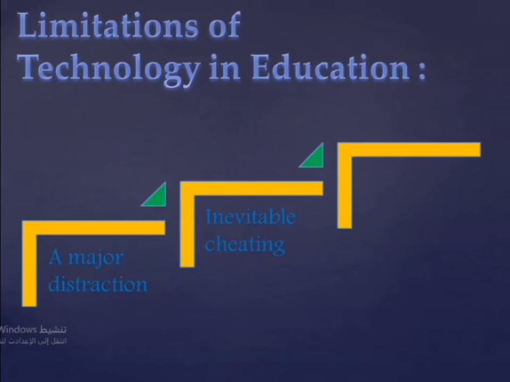Inevitable cheating is another disadvantage of using technology in education. Easy access to information may seem like a great thing, but it can become a real problem in a test-taking environment. Cell phones have made cheating easier than ever.